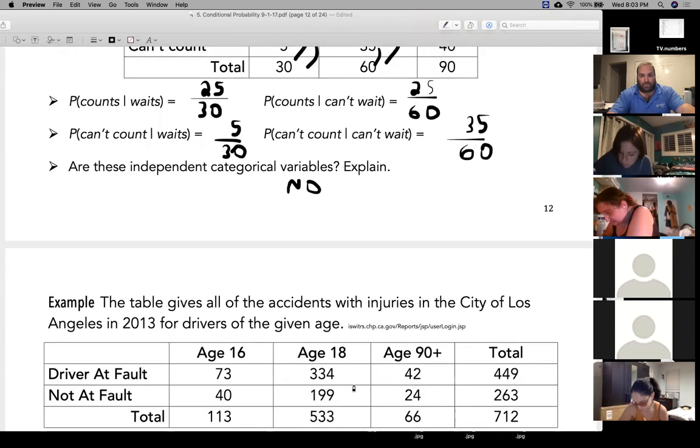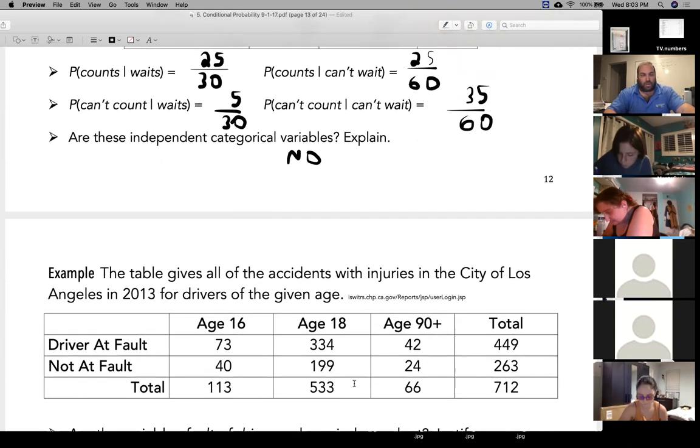So here's a new one. This table gives all of the accidents with injuries in the city of Los Angeles in 2013 for drivers of the given age: 16, age 18, and age 90 plus. Now, I don't know about you, but that last column scares me a little bit.